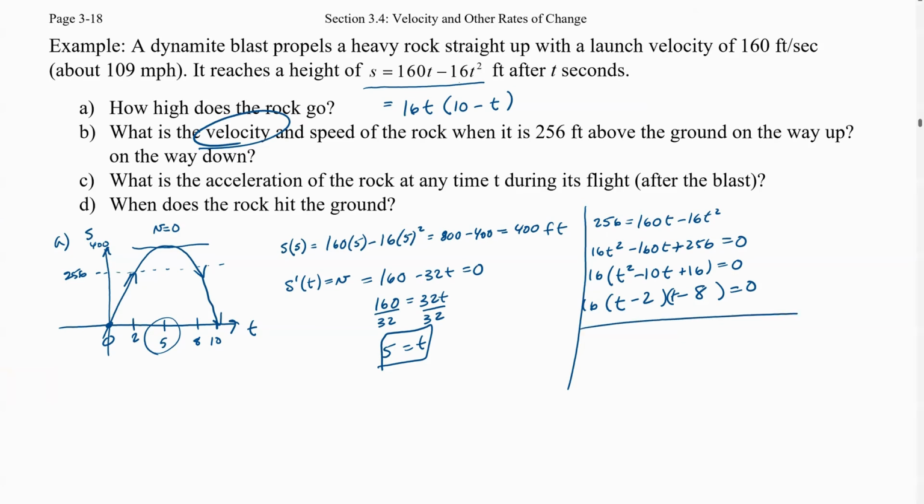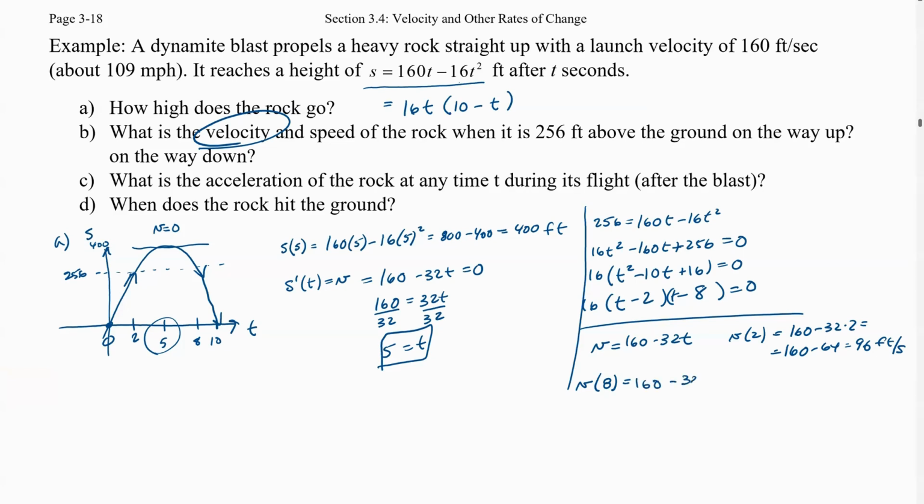Well, again, we've already found that velocity is 160 minus 32t. So the velocity at time 2 is 160 minus 32 times 2. That's 160 minus 64. That looks like 96. And units, feet per second. What about on the way down? That would be, what is the value of this velocity at time equal 8?